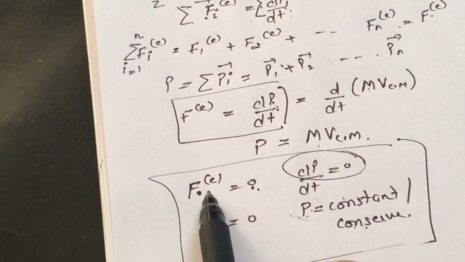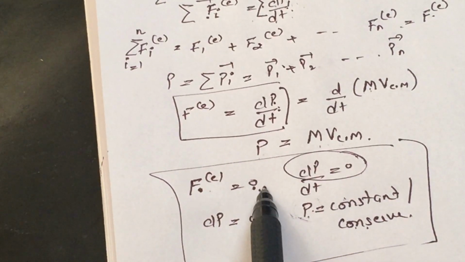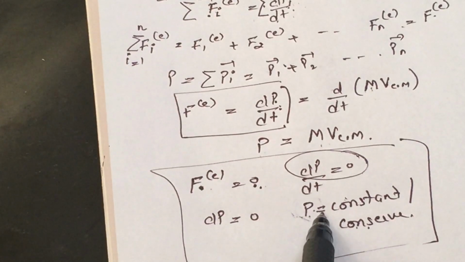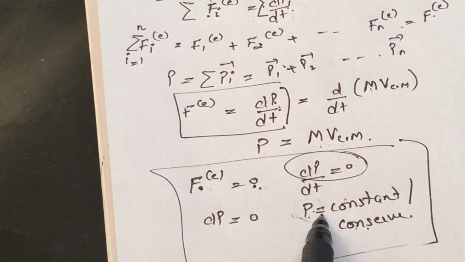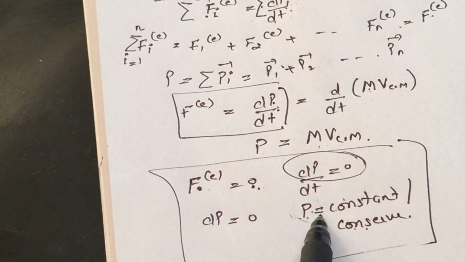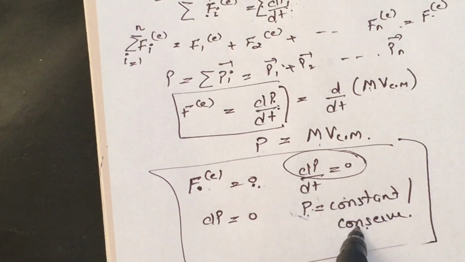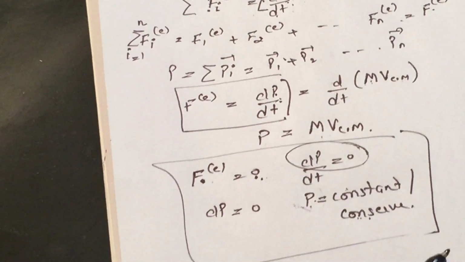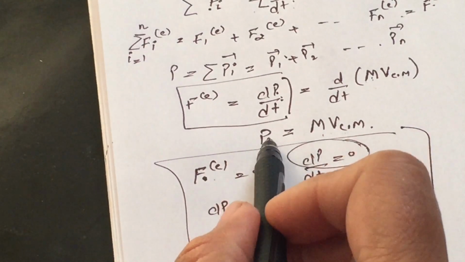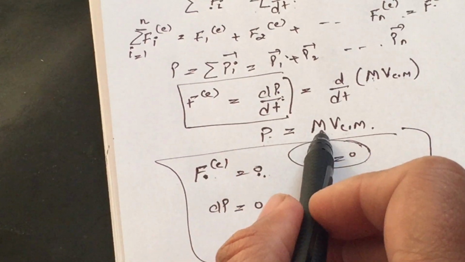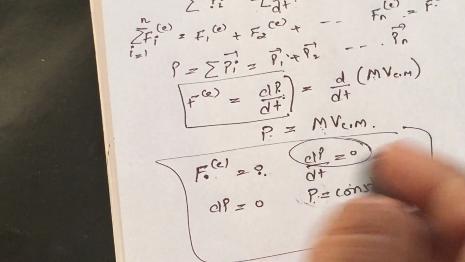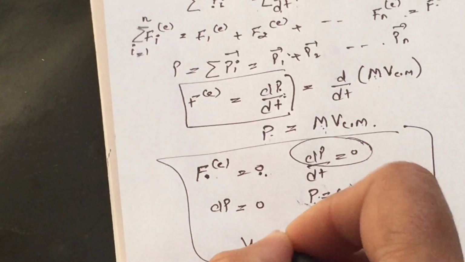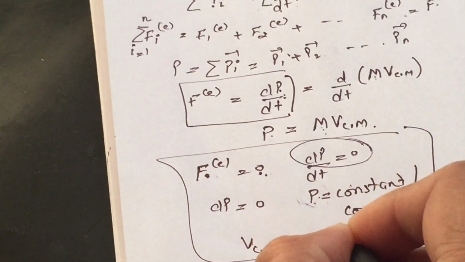It means when the external force applied on a system of particles is equal to 0, the momentum of the center of mass is constant, or the total momentum of the body is also constant. If momentum is constant here, then according to this relation, what will happen? If P is constant and mass is constant on the right hand side, it means vcm is also constant. Hence we derive a relation.